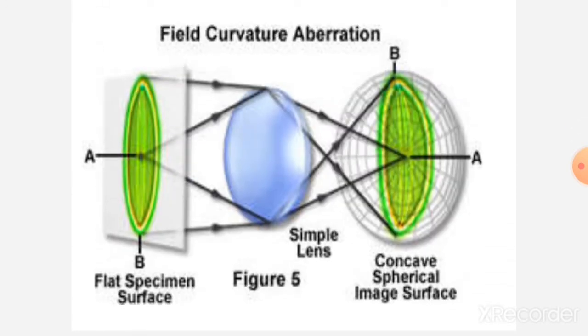Now, how to minimize the curvature aberration. Curvature aberration can be eliminated by placing stops in a suitable position in front of the lens. Curvature of the field may also be eliminated by using meniscus shaped lenses in combination with suitable stops.